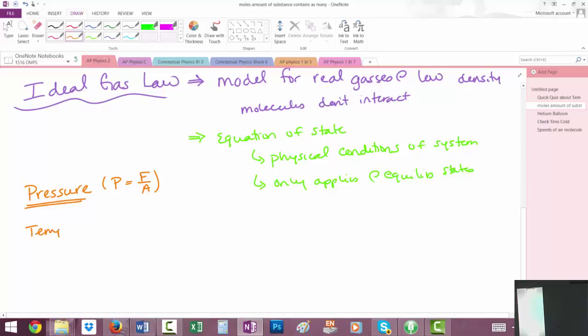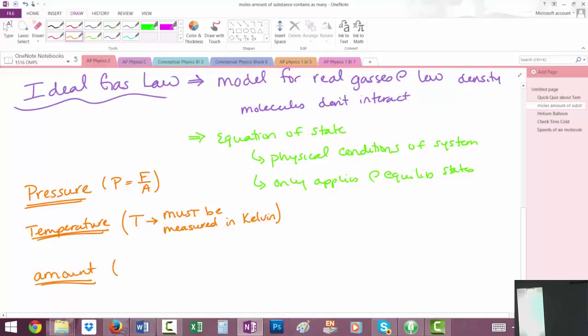It relates temperature. The temperature is marked with a capital T, and the temperature must be measured in Kelvin. If you remember, when we were talking about the calorimetry stuff on the first day, we said it could be Kelvin or degrees Celsius, because we were talking about a change in temperature, right? And the change in temperature is going to be the same for Kelvin and Celsius. In this case, because we're actually talking about the physical conditions, that has to be in Kelvin, or else this relationship doesn't hold. Okay? We are talking about the number of moles, so we'll say the amount of the gas, marked with a little n.